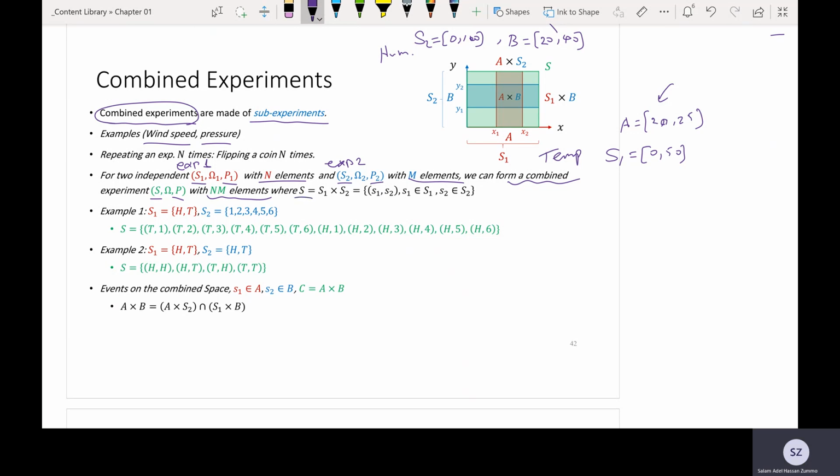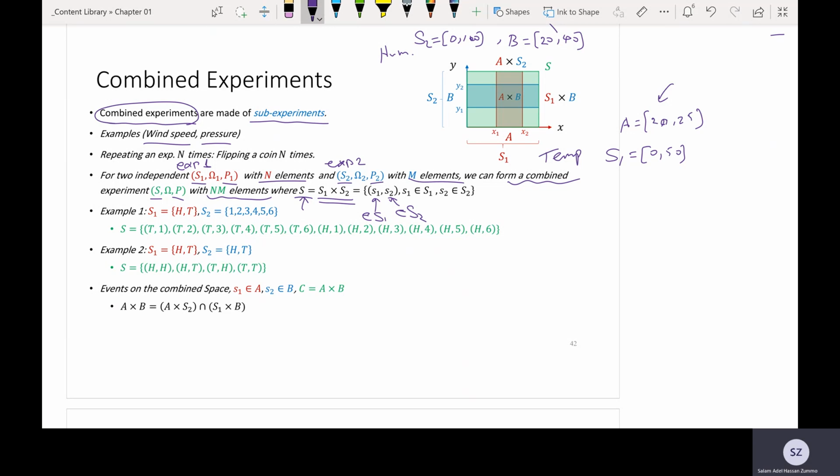Where the combined sample space will look like the Cartesian product of the two sample spaces. Basically, you take the Cartesian product, you combine them using ordered pairs. Okay? For example, s1 belongs to capital S1, s2 belongs to capital S2, and the elements in S will be an ordered pair (s1, s2), where s1 belongs to the first sample space and s2 belongs to the second sample space. Is the idea clear? What is it? Ordered pairs.